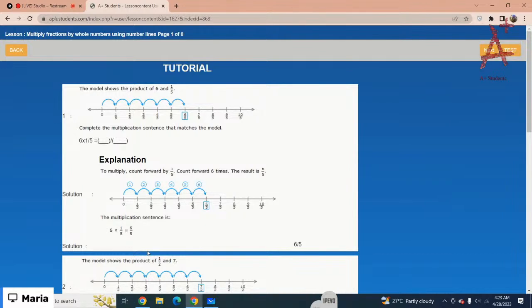Got it? That means 6 times 1 by 5 is 6 by 5. That's how you multiply using the number line. Got it? The basic thing here is to learn the number line. So it would be 6 over 5. Let's just start with the practice questions.